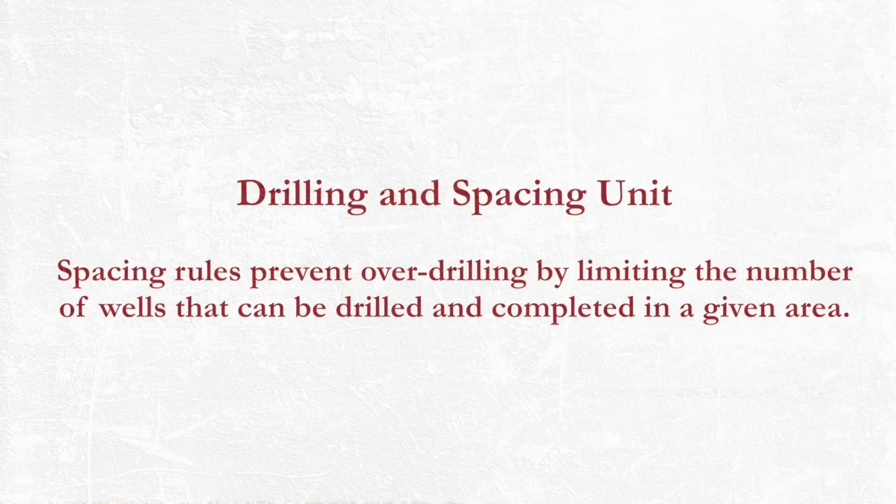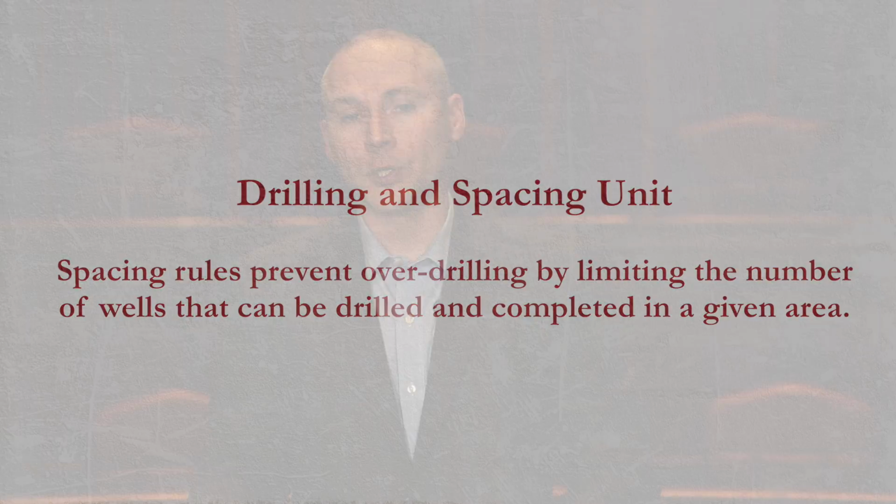Normally the first step in getting a well drilled in the state of Oklahoma is getting a drilling and spacing unit created. That's what we call it here in Oklahoma: a drilling and spacing unit. You'll hear it referred to in Texas and some other states as a proration unit or a production unit or whatever it might be. But it's basically a designated area that one well should economically and efficiently drain.